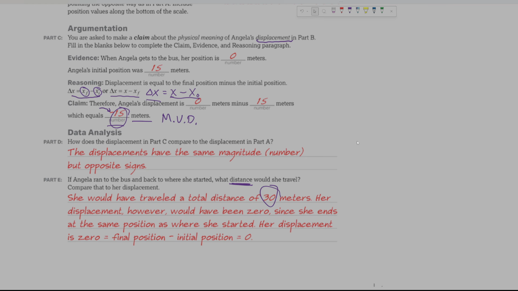And then compare that to her displacement. So her displacement is down here at the very last part of the sentence here. It's going to be 0 because if you take her final position, no matter if it's 15 or 0, and then you subtract the initial position, then you're going to get a displacement of 0 meters.